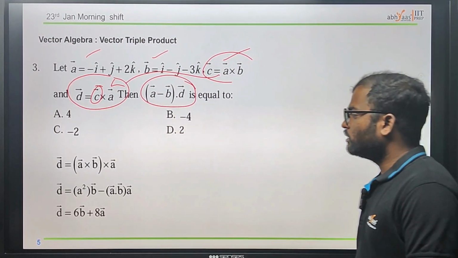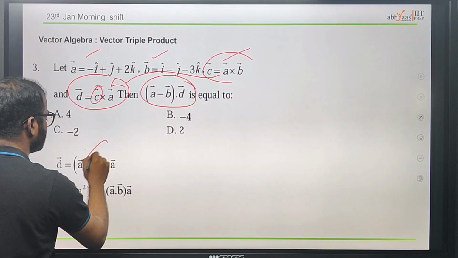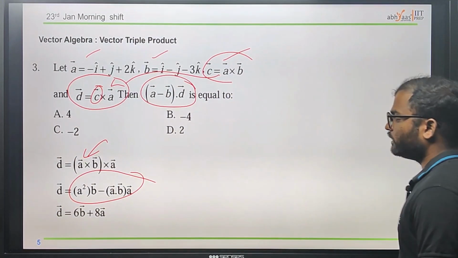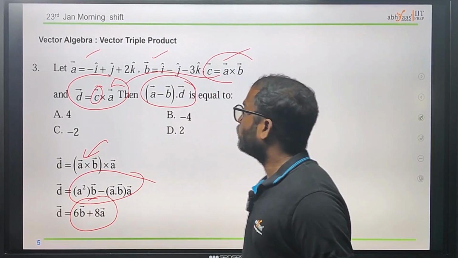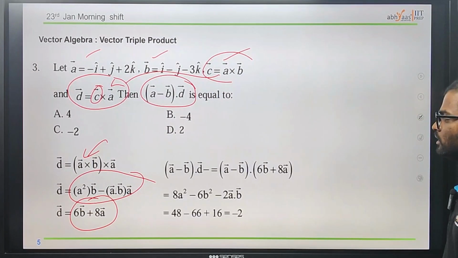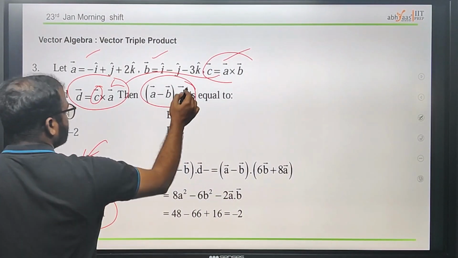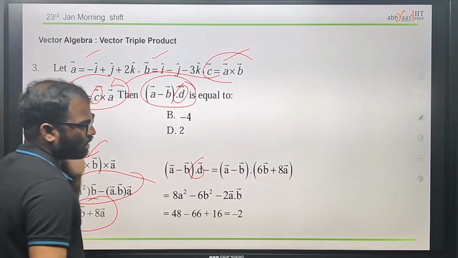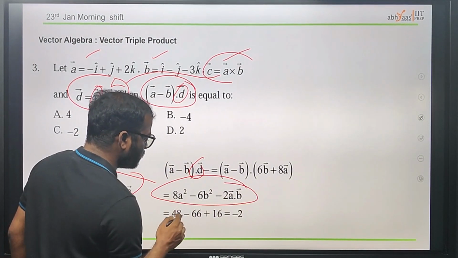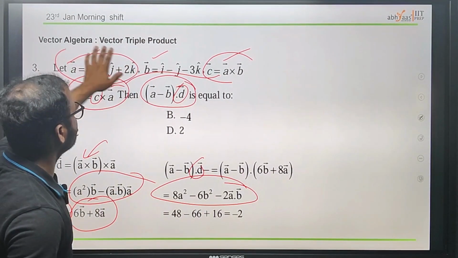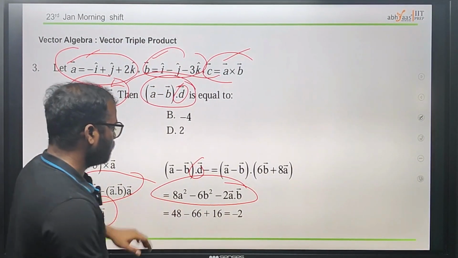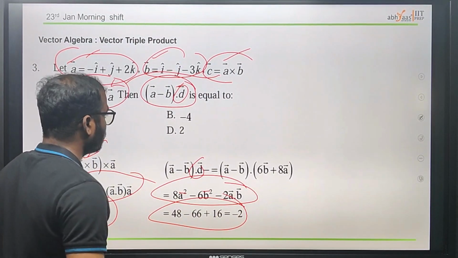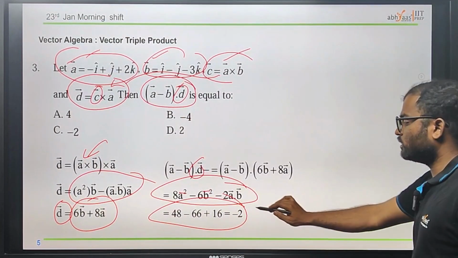We can also directly do this by doing the cross product, using the properties. We get D as 6B and 8A. Next, just substitute the D vector in this one. We got A minus B and this D, that is, A minus B dotted with 6B bar plus 8A bar. Now we just substitute whatever we have. After substituting these vectors we'll get the answer. I hope you understood what I'm saying. That's how we got minus 2 as the answer.